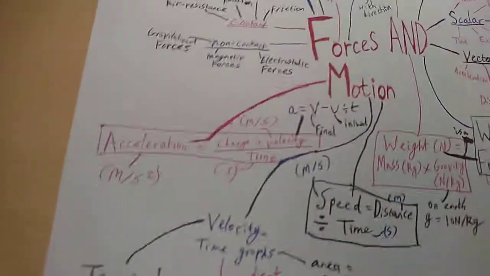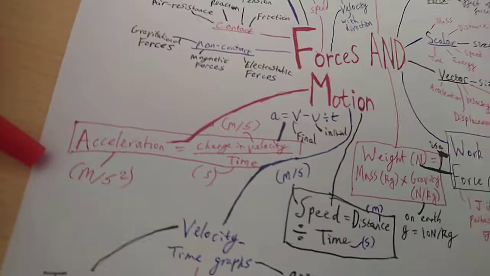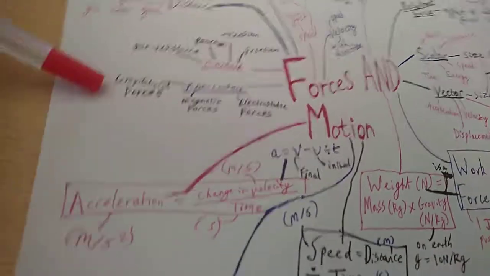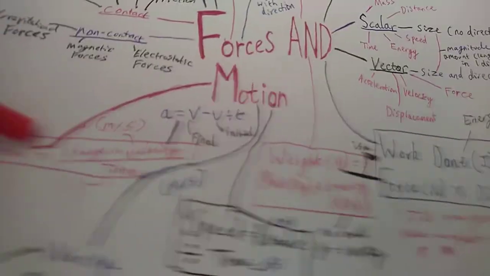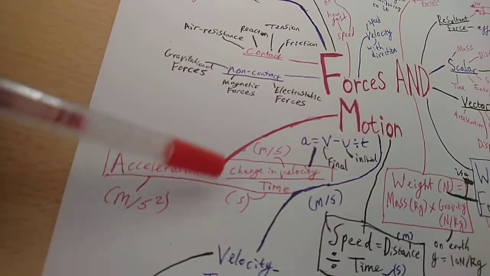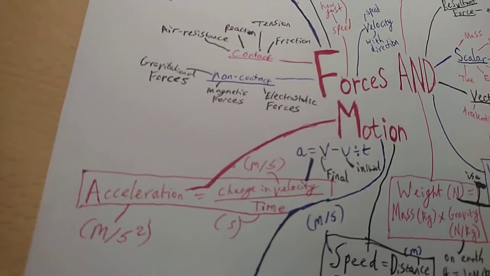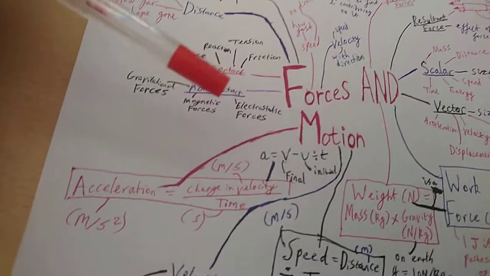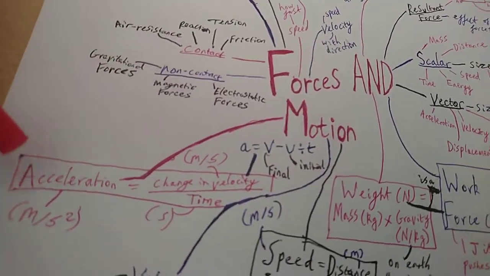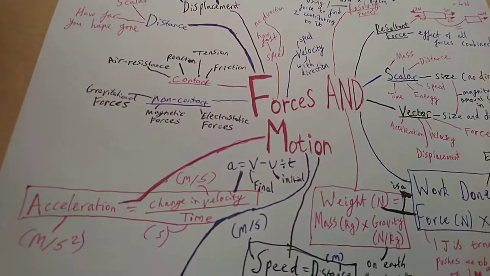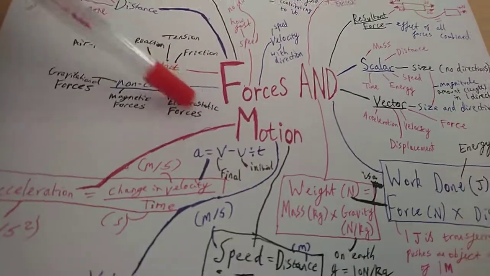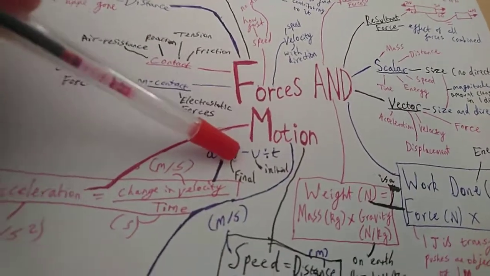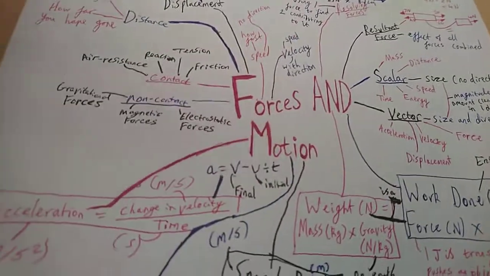So what was the next bit? Acceleration. Acceleration in metres per second squared equals change in velocity in metres per second over time in seconds. You can see that it's metres per second squared as you're squaring the seconds, as you're adding an extra second to it. You find the change in velocity by taking the final velocity minus the initial velocity. So another way of writing the equation is acceleration equals v, which is final velocity, minus u, which is initial velocity, divided by t, which is time.